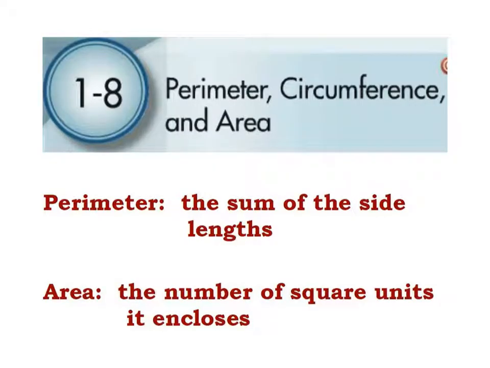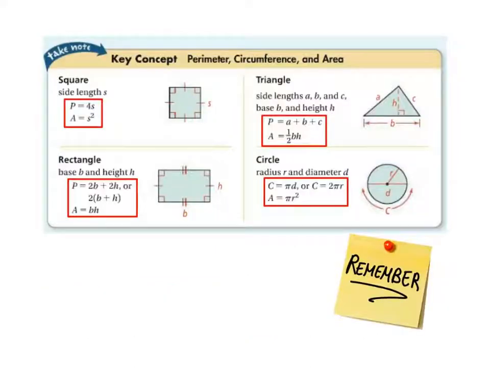Hey there, let's talk perimeter, circumference, and area. Perimeter is just the distance around an object or a shape, so that's the sum of all the sides. Area talks more about what is enclosed within it, how many square units of something can fit inside of a shape. I have several formulas here for you.